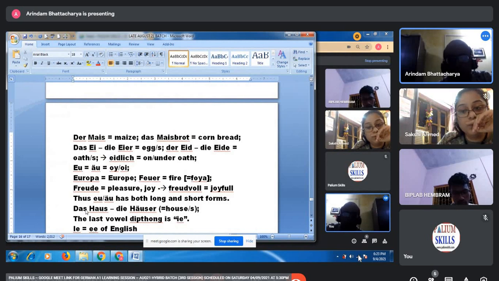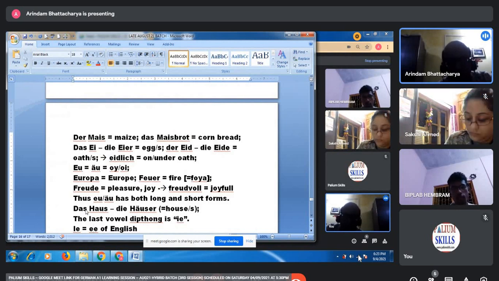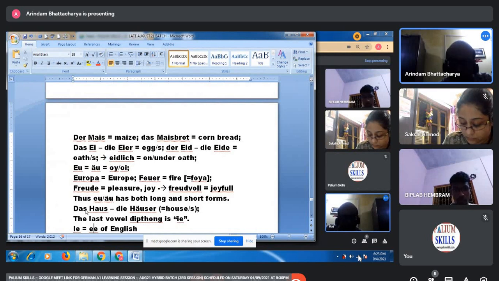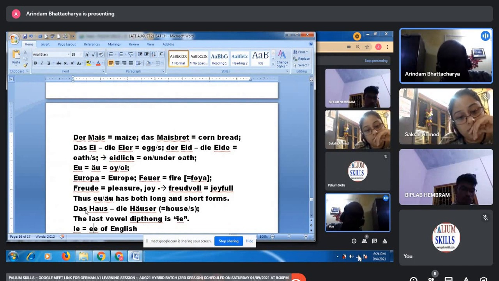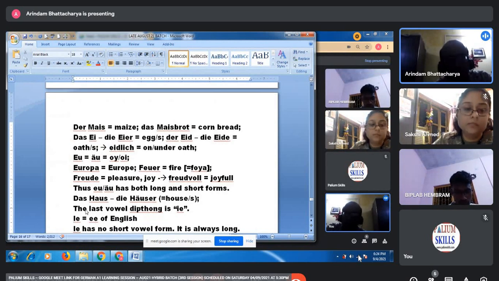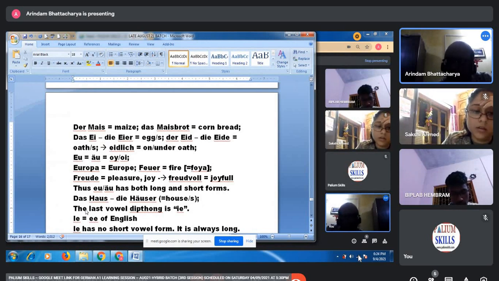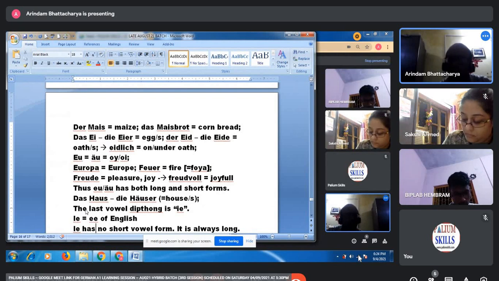Thus, umlaut AU and AU have both long and short forms. Over here we have understood Freude is long, and the adjective out of Freude, freudvoll, is short. AU is short over there. Similarly, das Haus, die Häuser. Häuser is long. Here in Häuser, both oi, this whole thing. Yes.